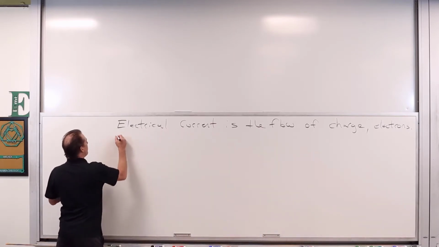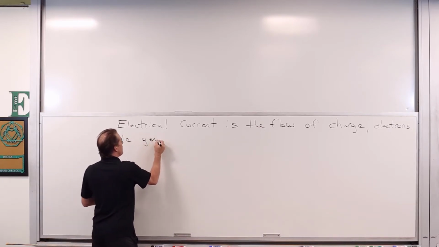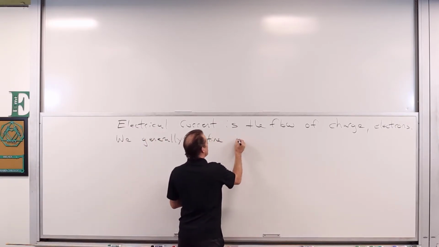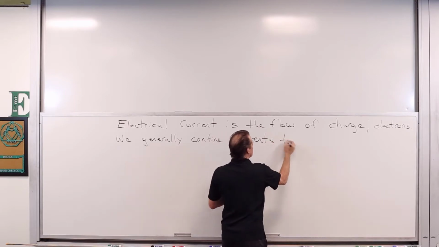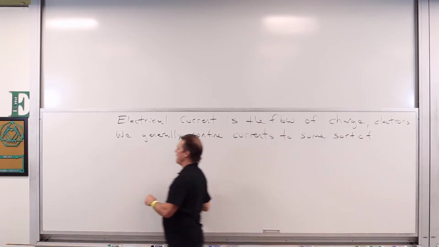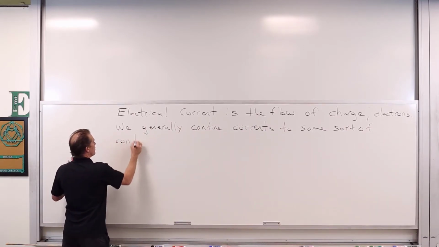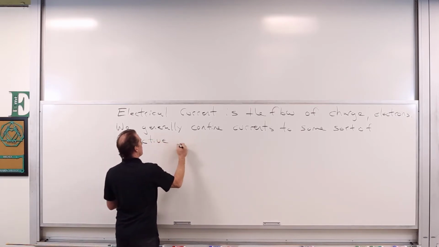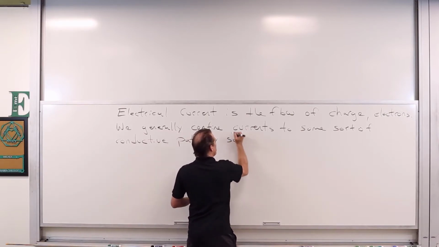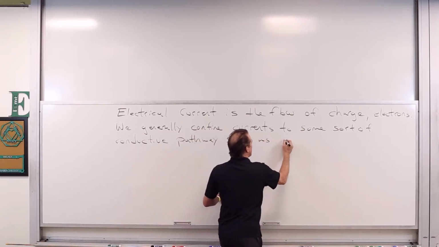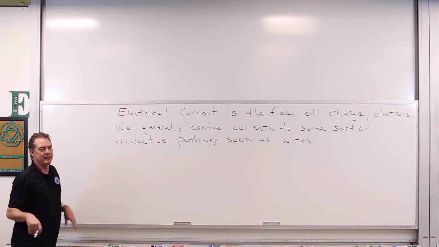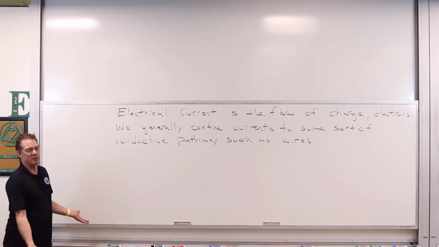So we generally confine currents to some sort of conductive pathway, such as wires. We can always have just some little thin beads. You can still kind of say that they're wires. There's some sort of conductive pathway.